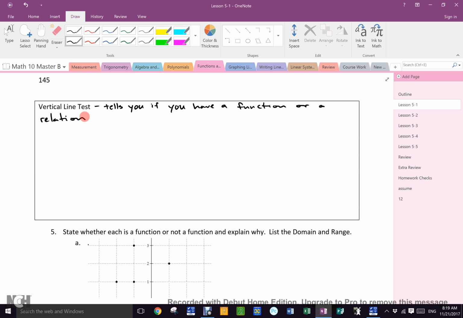All right. The vertical line test tells you if you have a function or relation. But there's a catch. It only works on graphs.